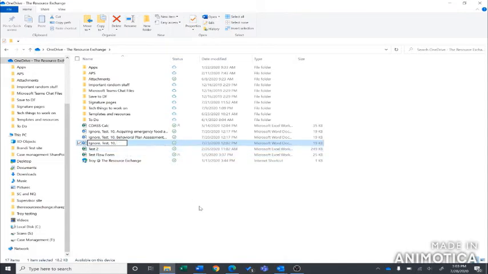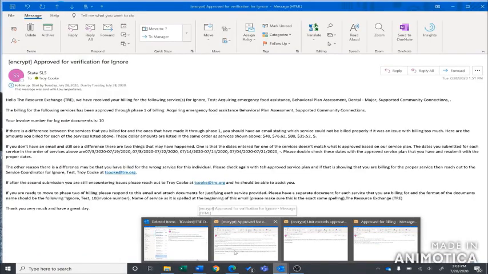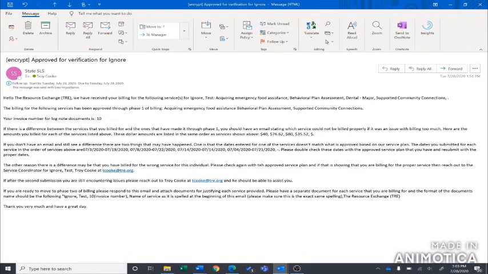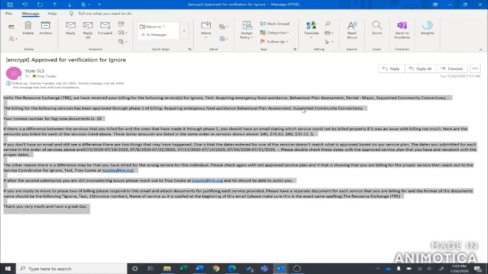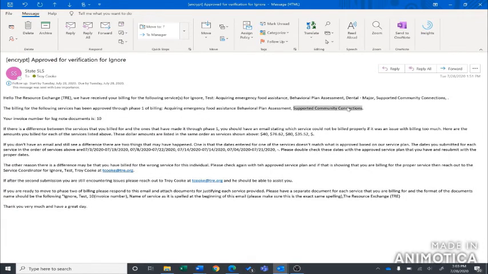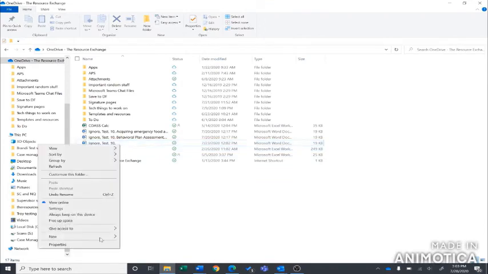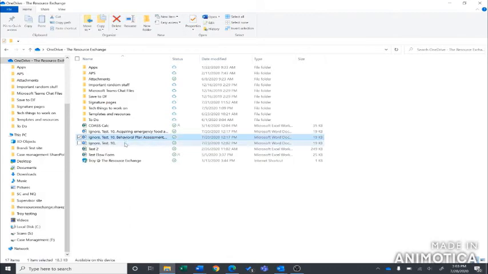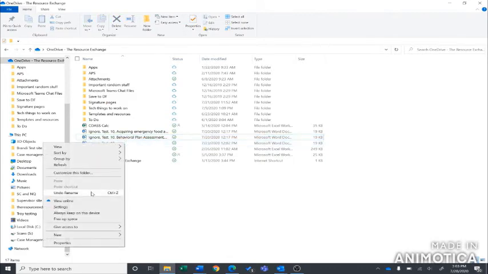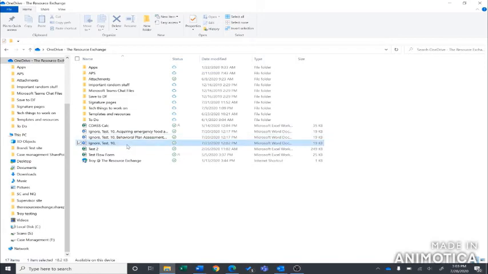So I'm going to get rid of that and come back to the email. And it says supported community connections. And if you look, I had support community connections. I didn't have the supported, and so it wouldn't have worked. So I'm going to copy that, come back to this, right click, so I can rename.